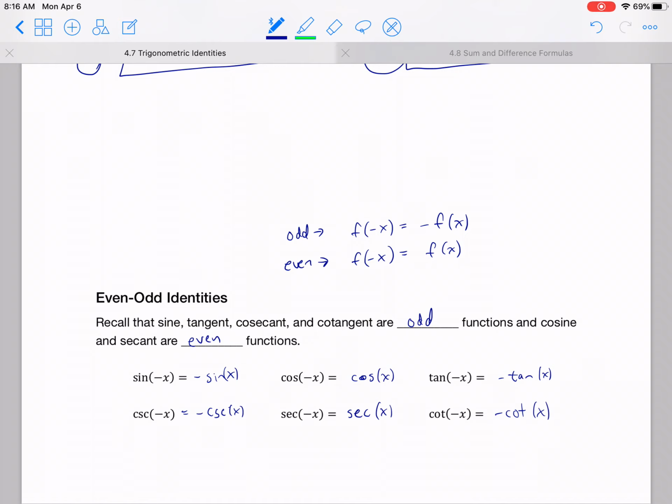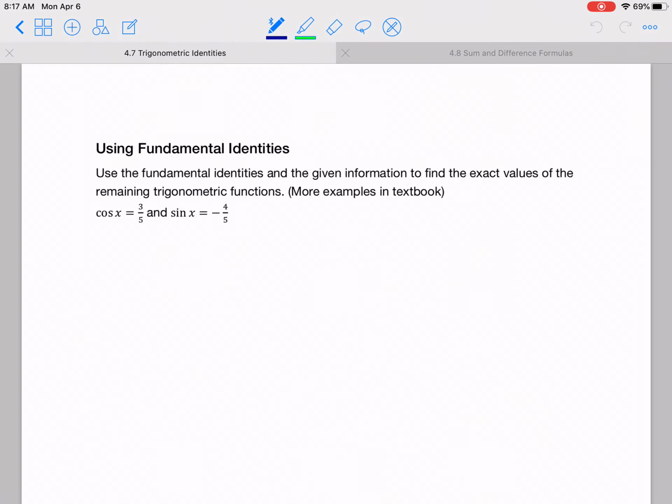You don't really need to memorize those as long as you can remember that the two that involve cosine are the even ones. Everything else is odd. These two are even just because cosine is even, and therefore secant is even. So really that's the only even one. The rest of them are odd, and you can use that accordingly. All right, next page, using these fundamental identities.